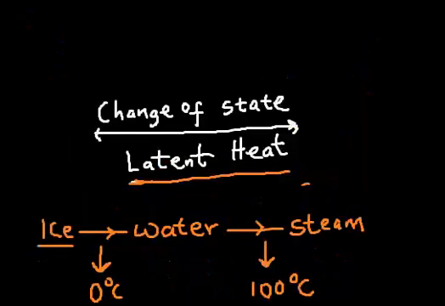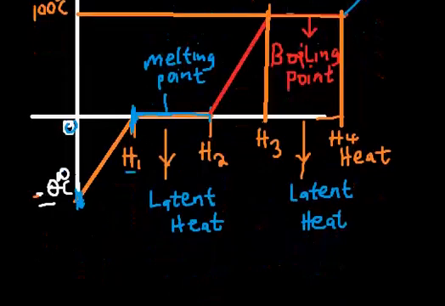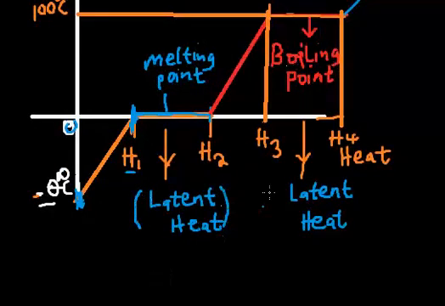So now this is actually a change of state diagram. So please take note. My emphasis is the point where the change of state occurs, at melting point and at boiling point. The heat that is supplied at that point is known as latent heat. So our emphasis is on latent heat. All right, so now let's go to the tutorial proper.